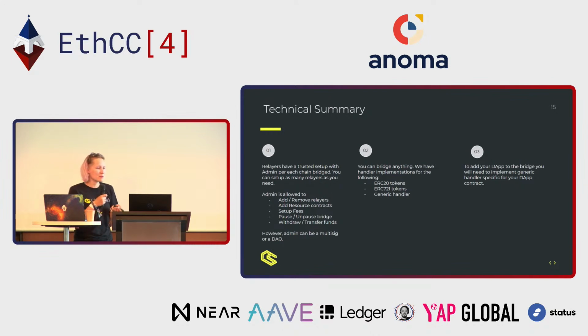Then you can bridge pretty much everything. Out of the box, we have ERC20 tokens and NFTs. However, you can, for example, bridge whitelisted tokens or tokens with a blacklist. You can vote on proposals or pass hashes from one chain to another should you want it.